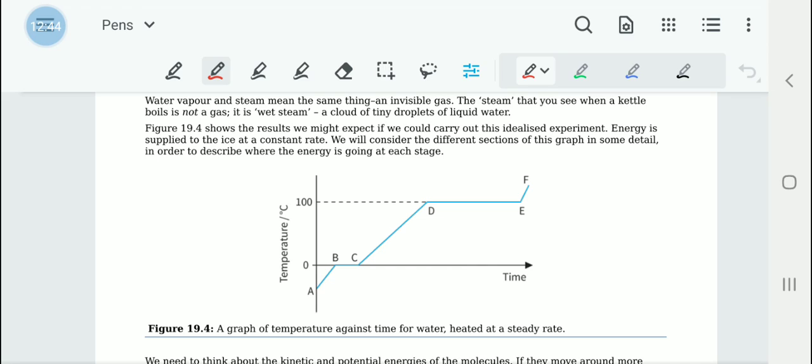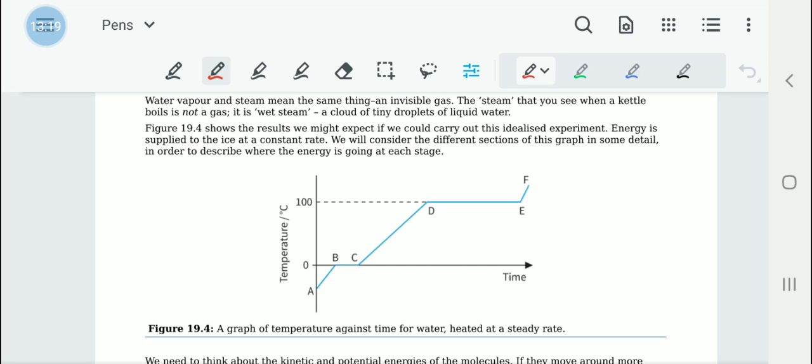By E, all of the water has completely turned into a gas, and after that there is no liquid water remaining. After E, it is fully water vapor, and this vapor will continue to increase its heat content if we continue to supply energy.